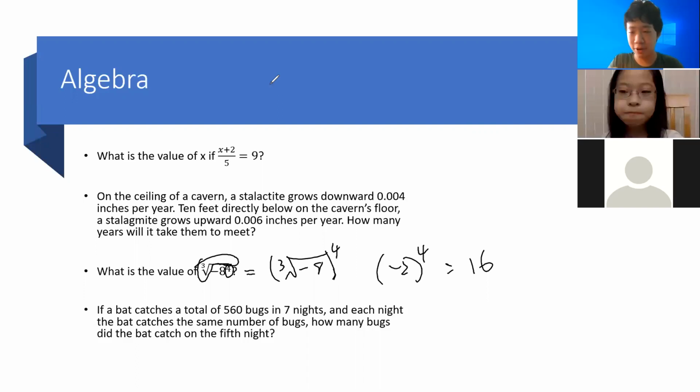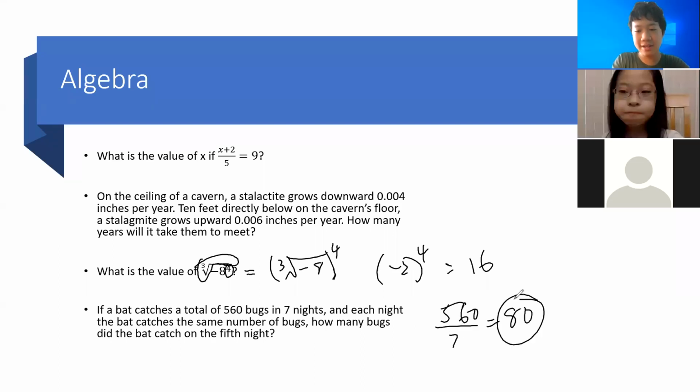So one critical part about algebra is that you need to know the smart way to solve a question. Now for the last one, this is the easier one. If a bat catches a total of 560 bugs in 7 nights, how many bugs did the bat catch on the 5th night? Well, we just need to figure out how many bugs this bat caught every night. That's just going to be 560 divided by 7, which is 80.